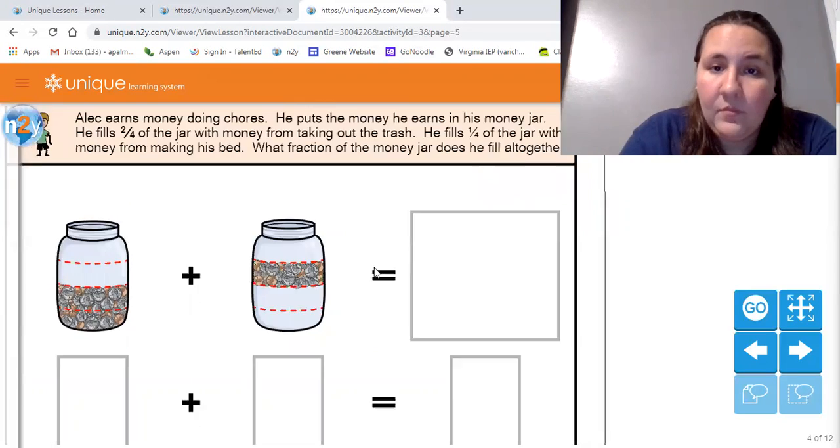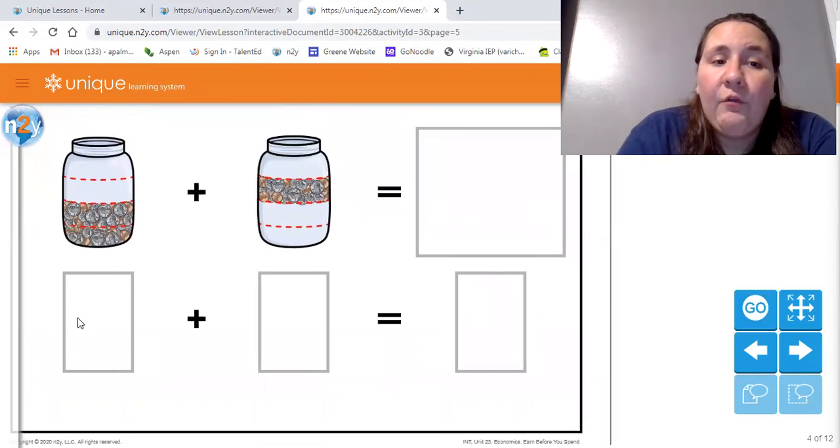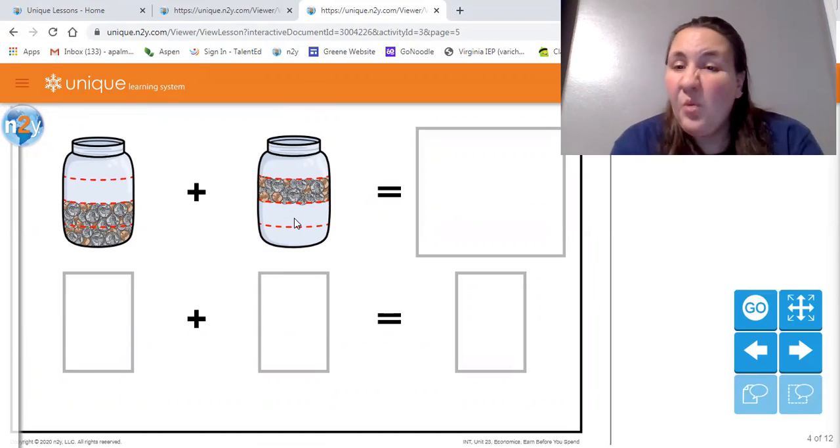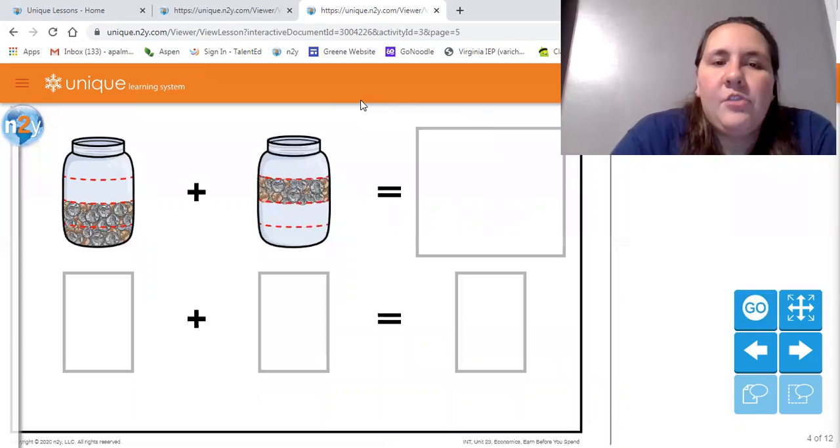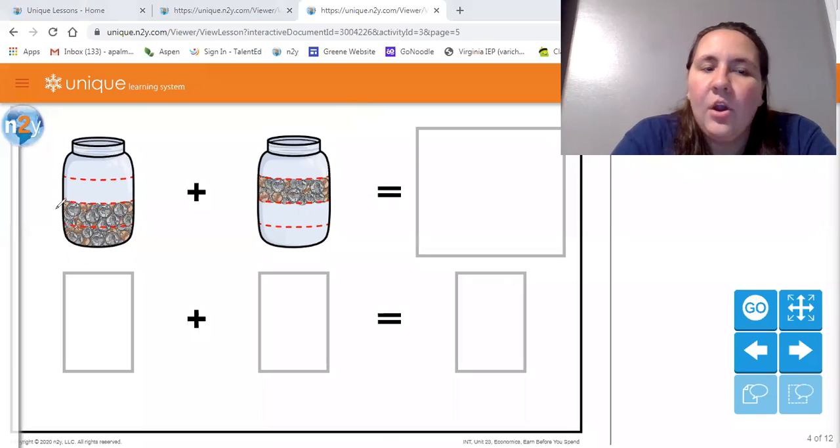All right. We have a couple steps, right? First, we need to figure out what our fraction is for each jar. Then we'll practice adding them together, okay? So let's look at our first jar. How many pieces are all together in my jar? How many do I need for the whole jar? Ready? 1, 2, 3, and 4. Okay, so I know I need a 4 on the bottom.